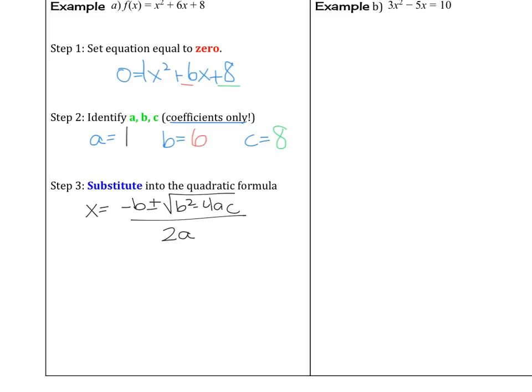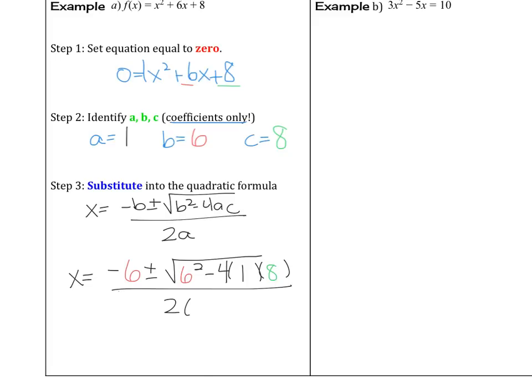So we're going to substitute. Let's practice substituting into the quadratic formula. We have x equals negative 6 plus or minus the square root of 6 squared minus 4 times a, which is 1, and c is 8, all over 2 times a, and a is 1. Okay, so that is all plugged in correctly.